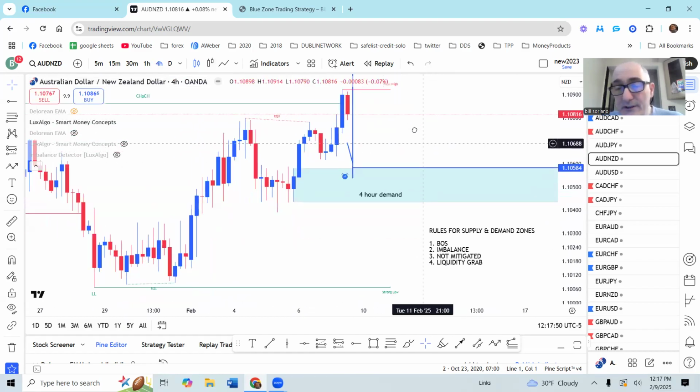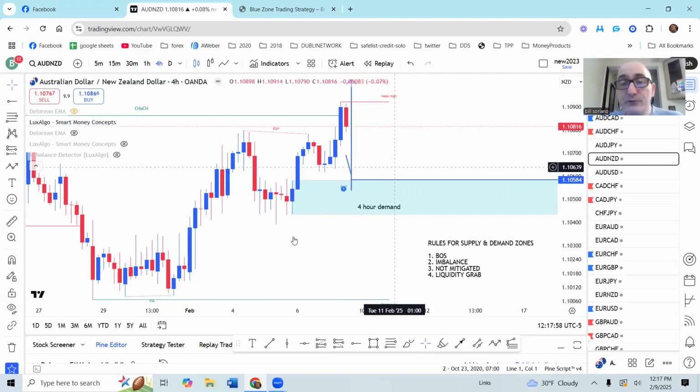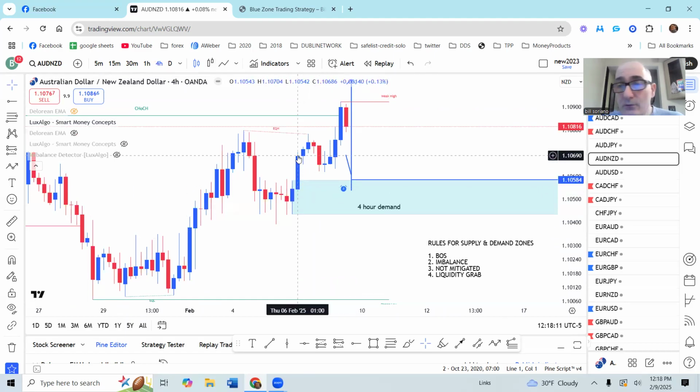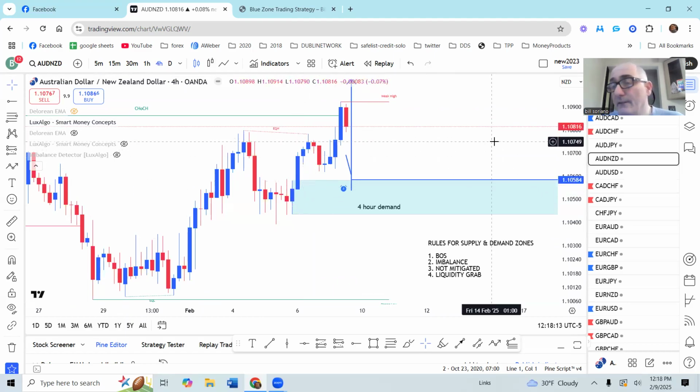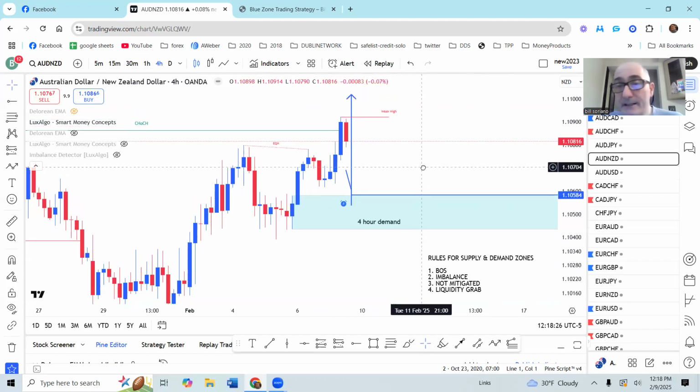Now let me show you again the rules for supply and demand zones. You need to first check the market structure, make sure you're trading with the current 4-hour trend bias, right? Then after you have that market structure, you want to identify your supply or demand zone. You need that impulsive candle, that impulsive move that leads to a break of structure. There needs to be imbalance that is not mitigated, and a liquidity grab, right? So those 4 rules apply for all supply and demand zones. If you don't have them, then you don't want to use that supply and demand zone.